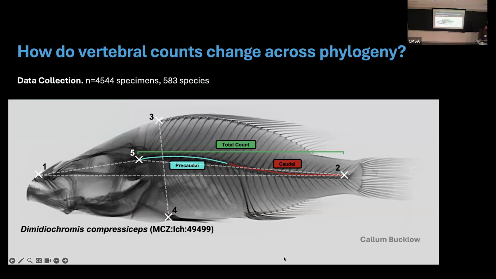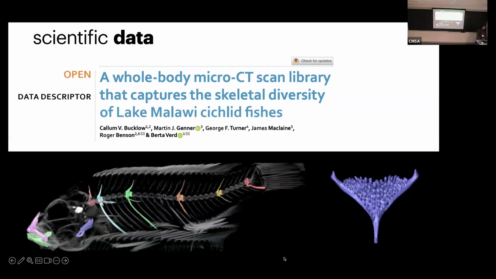Just very quickly, I won't go into it very much, but I want to just show you this data set that we've collected of more than 4,500 specimens, almost 600 species across the African radiation, and we've counted vertebral counts, anterior, precaudal and caudal ones, and we have this data set of whole body micro CT scans. It's annoying because people, when they do CT scans of cichlids, they just do the head. So no one's that bothered with posterior structures.